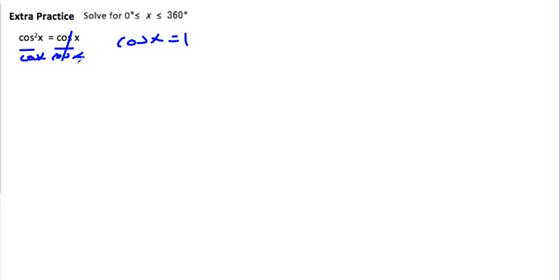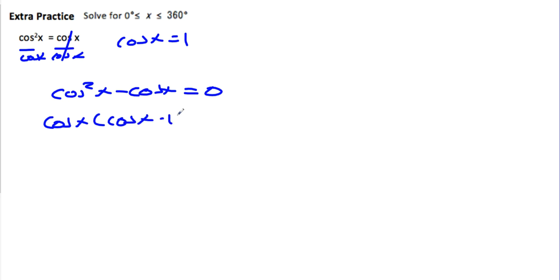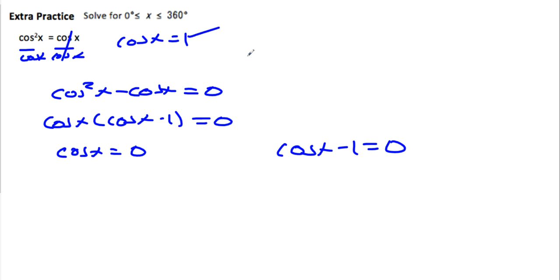You want to set this equal to 0. So you're going to have cosine squared of x minus cosine of x is equal to 0. All right? And then you're going to factor out your cosine, and you're going to have cosine of x times cosine of x minus 1 is equal to 0. And you're going to set each one equal to 0. You're going to have cosine of x is equal to 0, and cosine of x minus 1 is equal to 0, just like you had up here. These are going to be the same answer.